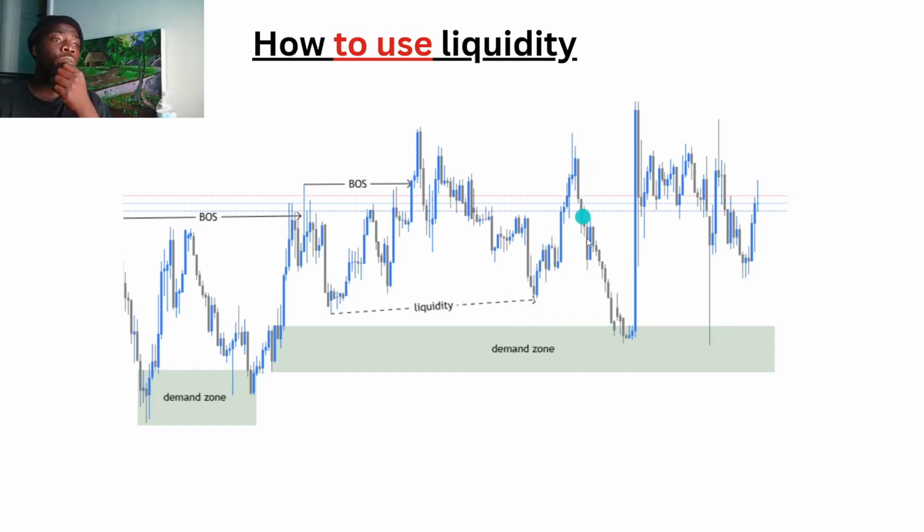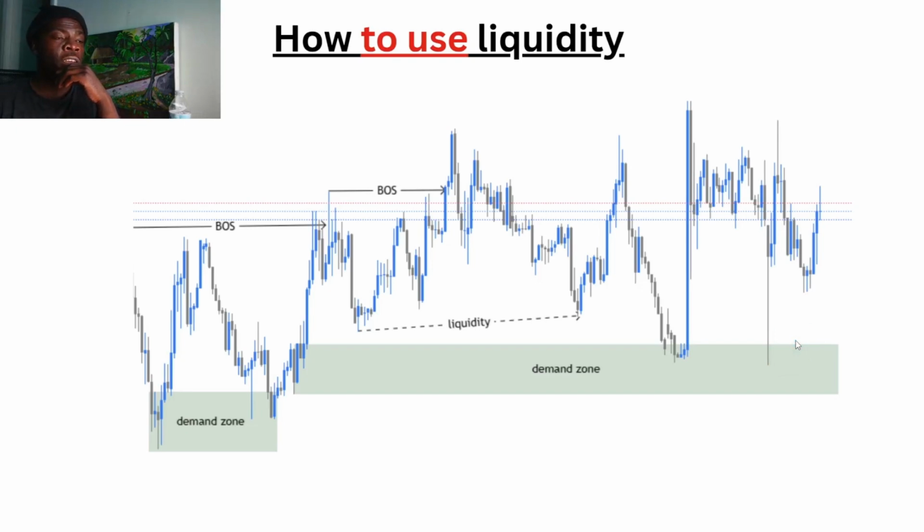Price ended up liquidating all these areas, taking out all the stop losses and all the money that was right here, and mitigating this demand zone. Then price got pushed back up, and all the traders who were right here were taken out, and all their money was taken out, and then the rest was history.